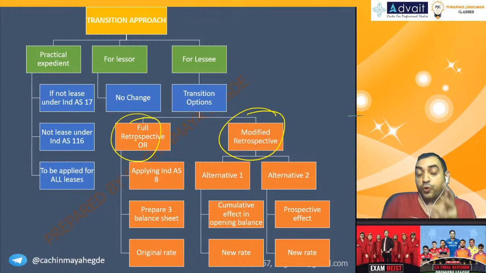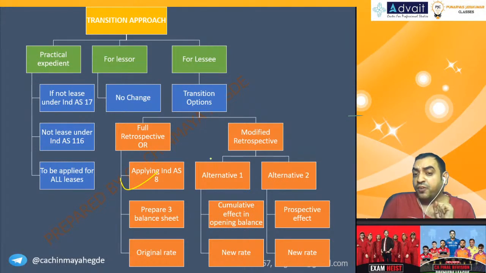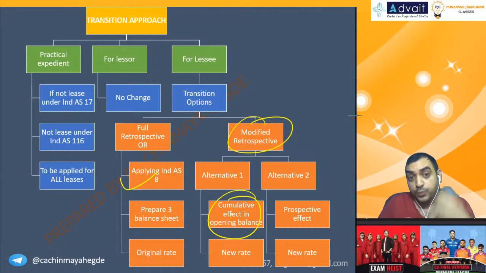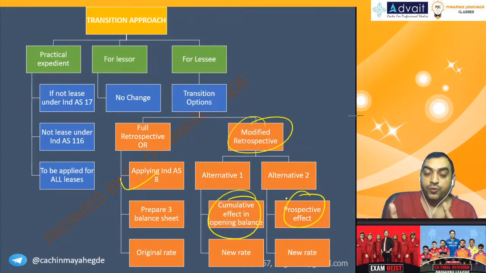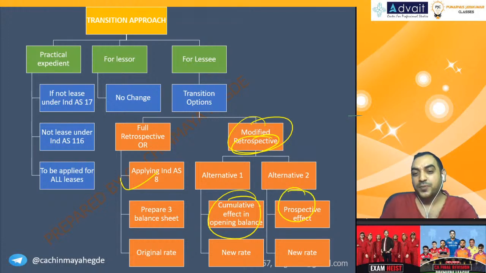Full retrospective means you go from the beginning and prepare three balance sheets and all. Modified retrospective approach means don't change anything beyond; give the cumulative effect only in the opening balance, and give comparative opening balance and current year. And the other modified retrospective means don't go for cumulative change also; for the remaining cash flows and remaining time period, you account for lease liability. Actually, retrospective approach is not a good name because we are giving prospective effect, but the institute has given that name, so we are also giving that name.